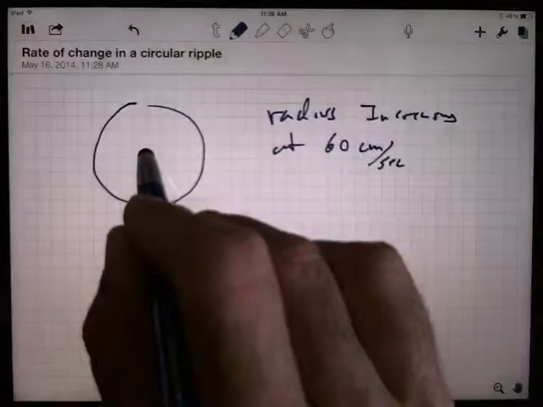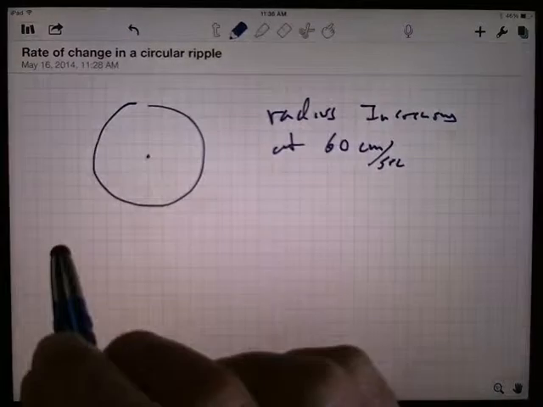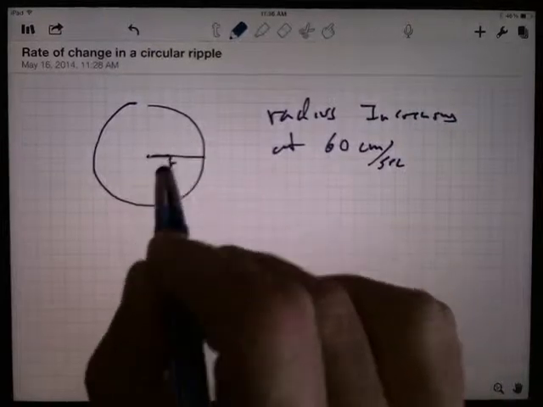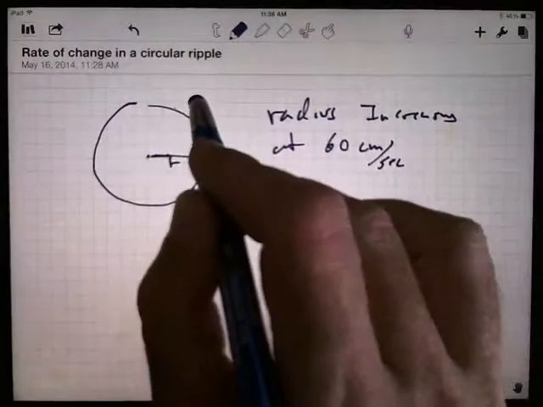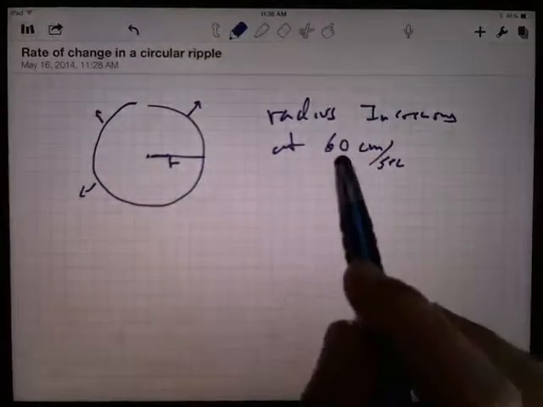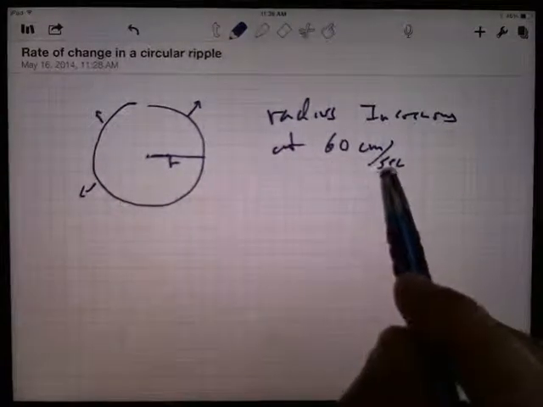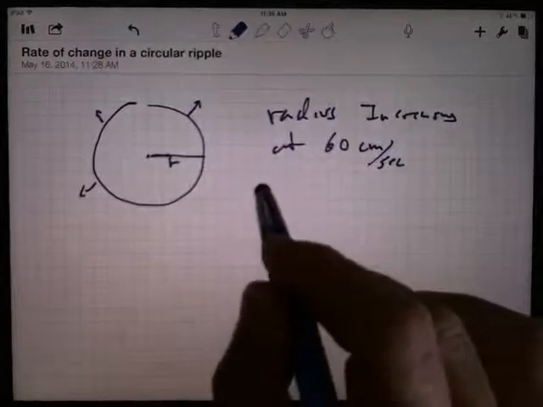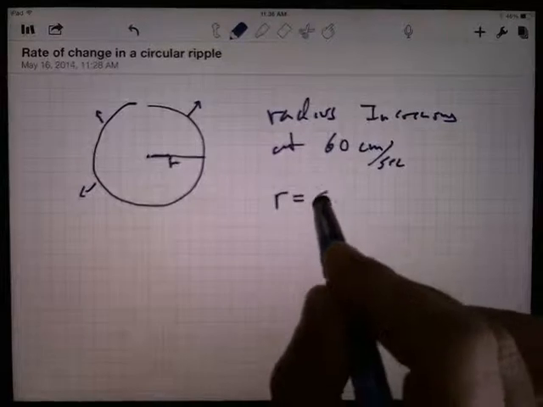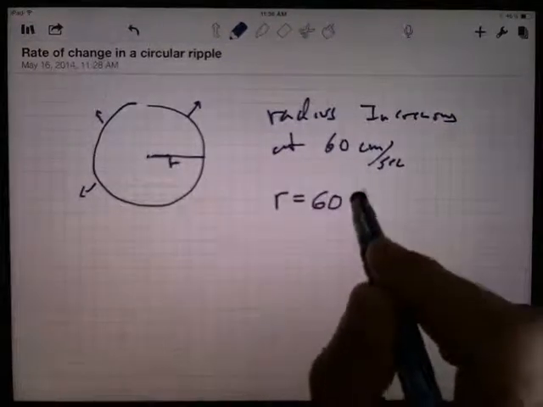So I've got a drop that hits right there, and then everything travels outwards. This would be the radius of that circular ripple, but everything is moving outwards. Now, first of all, it says the radius is increasing at 60 centimeters per second. So I think what I can say here, let me see if I can justify this, is that the radius is equal to 60 times t, right?